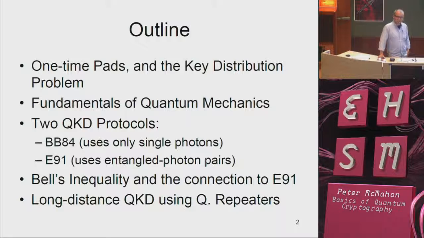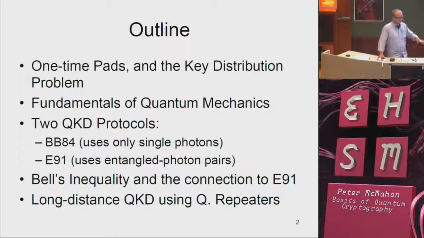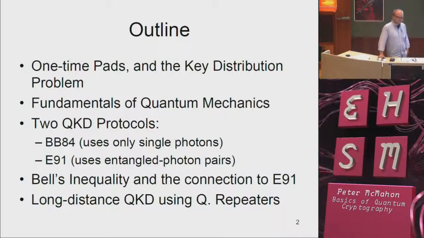Then I'm going to talk about another protocol from Eckert in 1991, and this protocol works basically in a similar way to BB84, but it uses another property of quantum mechanics that I'll introduce called entanglement. And this is also a cool demonstration of some feature of quantum mechanics that's not really present in the classical world, but that somehow allows us to do some neat information processing task. I'll also talk a little bit about Bell's inequality and the connection to the Eckert 91 protocol.